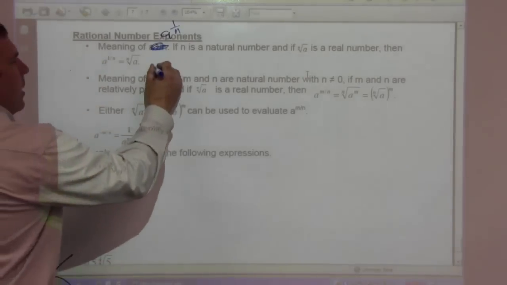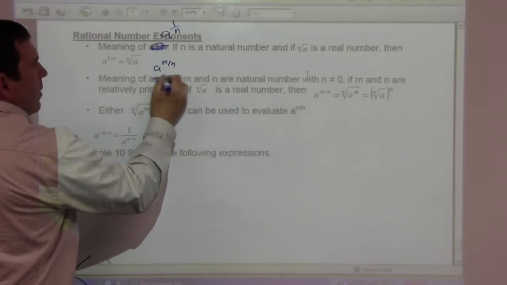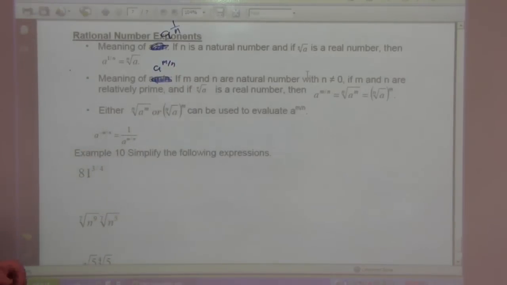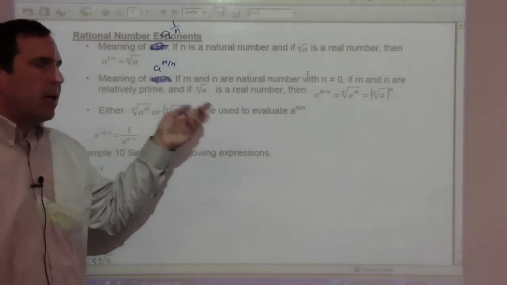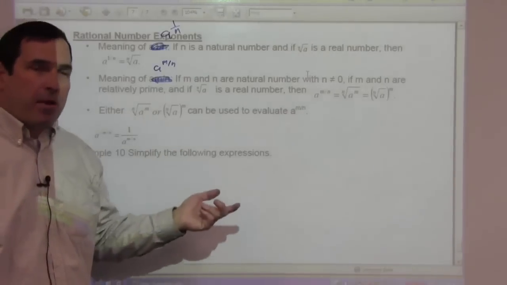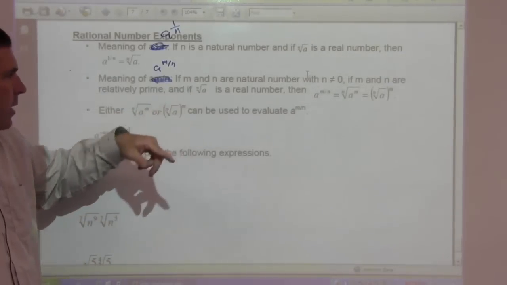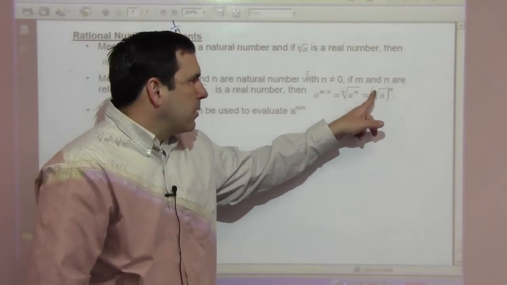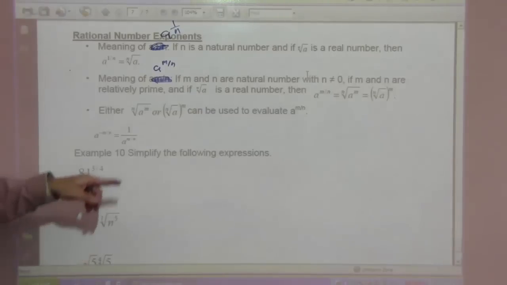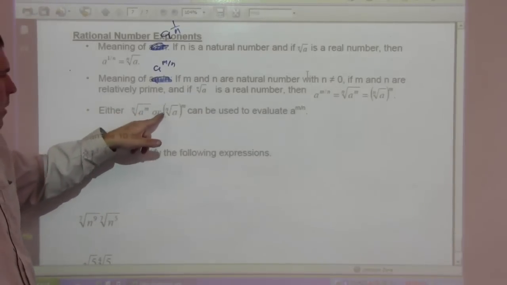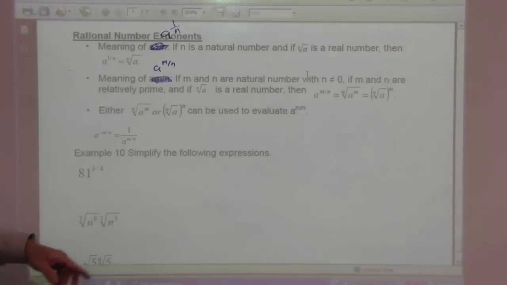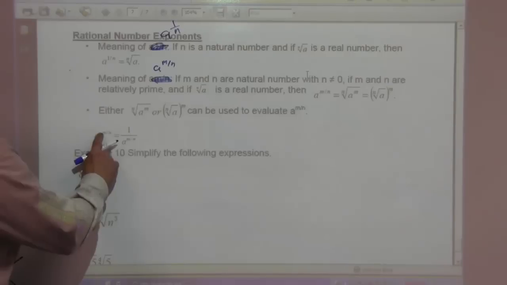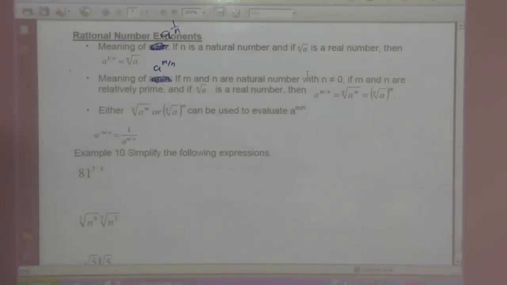And the meaning of a to the m over n: if m and n are natural numbers with n not equal to 0 and m and n are relatively prime, that means they don't have to be prime numbers themselves, but they have no common factors, and if the nth root of a is a real number, then a to the m over n is the nth root of a to the m, which is the nth root of a, to the m power. So either can be used to evaluate a to the m over n. And a to the negative m over n is 1 over a to the m over n.